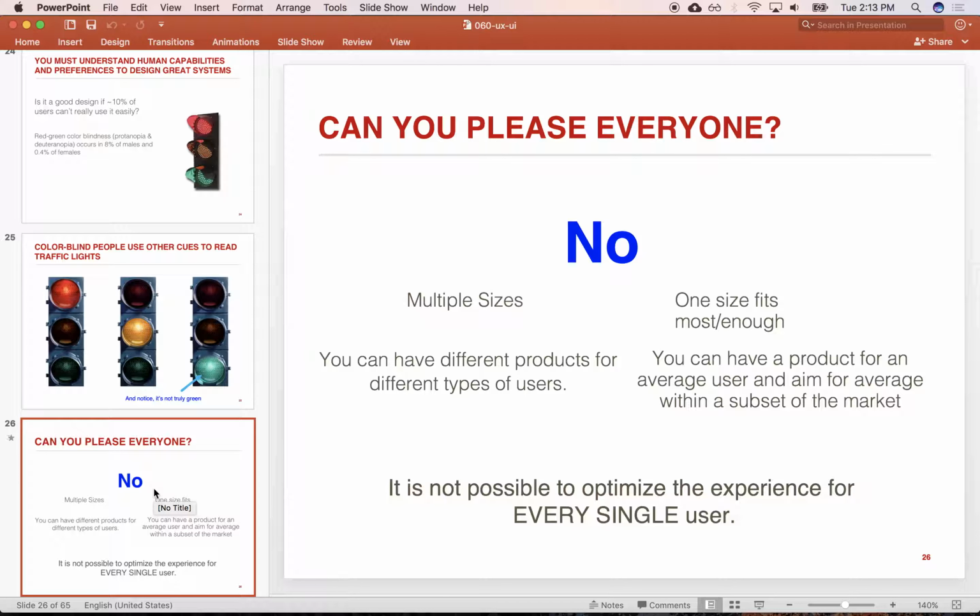Also, again, it's unrealistic to try to please everybody. Let's not try to make it so general that it's worthless to any one person, right? Let's not try to make it so it has multiple sizes and one size fits all. Again, there's no way to try to optimize for every single user. Let's not even try.